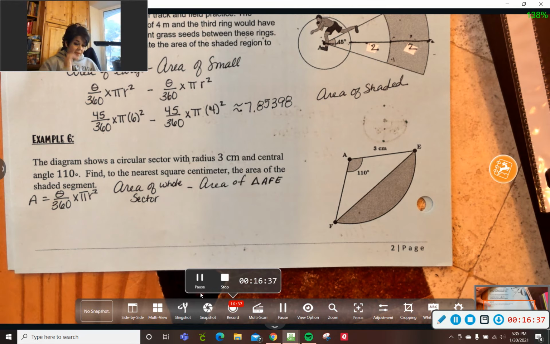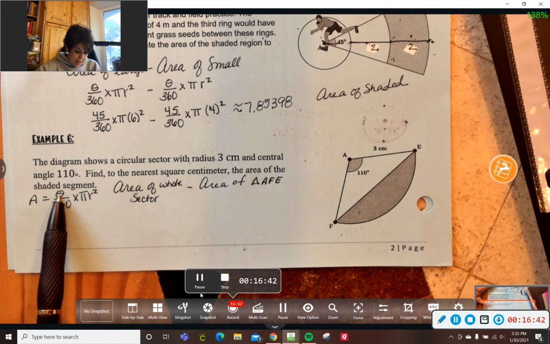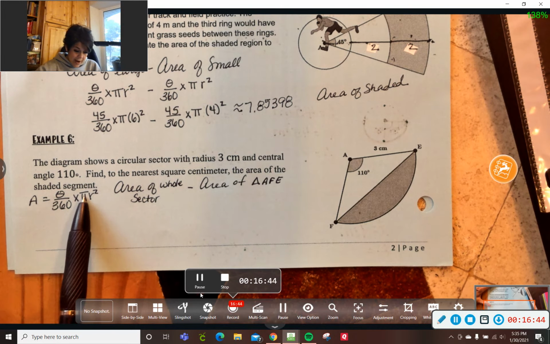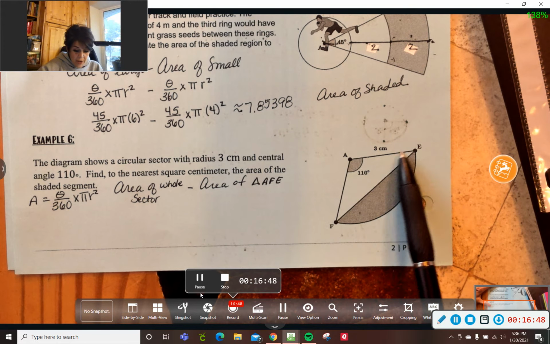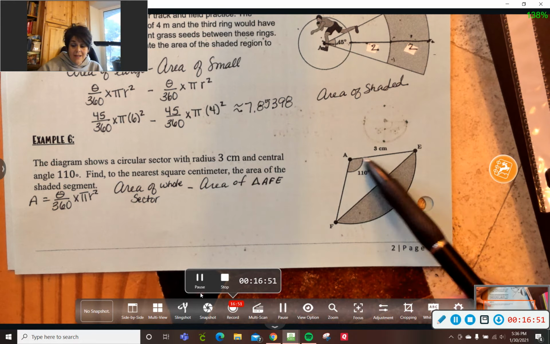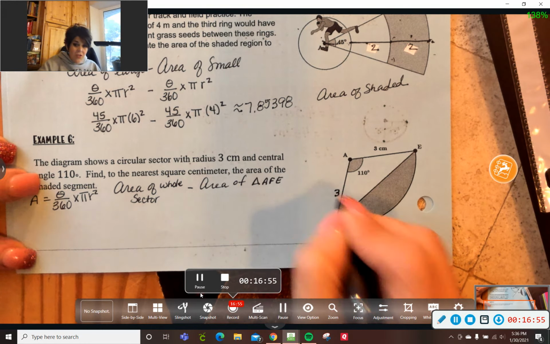Okay, so I'm going to take the area of the whole sector minus the area of the triangle. We'll call it AFE. Okay. All right. So I know you can do the sector. You know it's theta over 360 times pi r squared. What's the radius? And hopefully you're looking and go, oh, well, the radius would be 3, right? So if this is the radius, you know that this side is 3 as well.